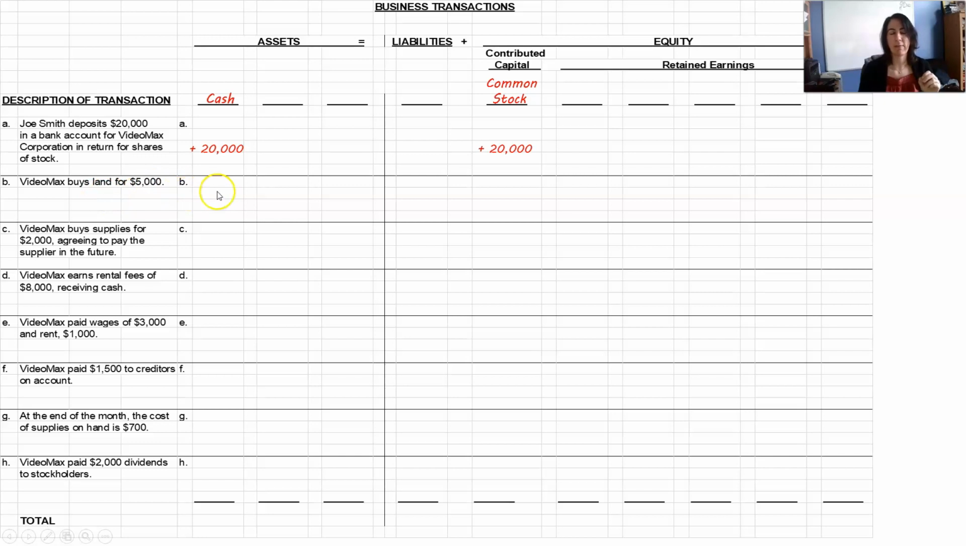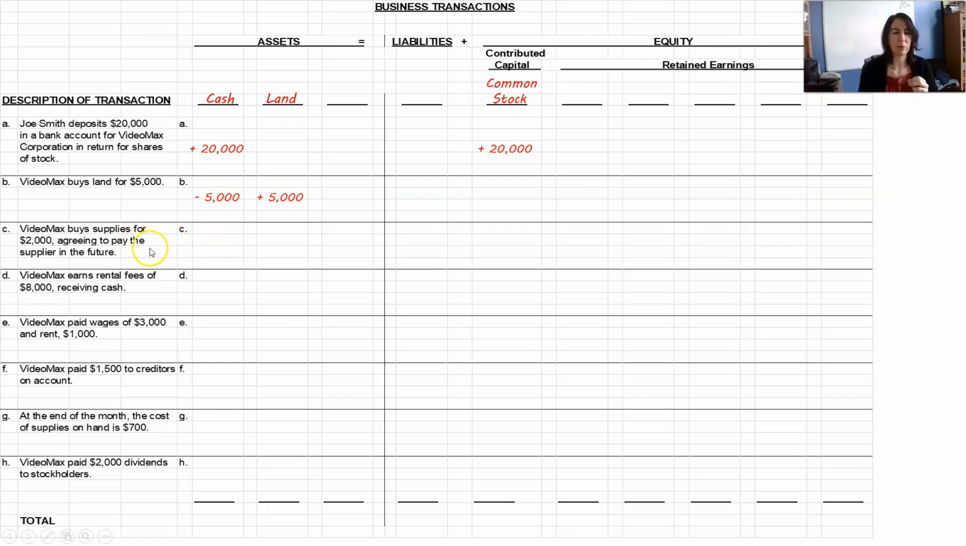VideoMax buys land for $5,000. What did VideoMax get? They got land. So we are going to increase the account for land of $5,000. That is an asset account. On the flip side, they bought land for $5,000, so their cash had to go down by $5,000. So they have at least two transactions. They don't need to be on both sides of this line. They can be on the same side. That's fine. It still balances, right? A plus and a minus. You're exchanging one asset for another.